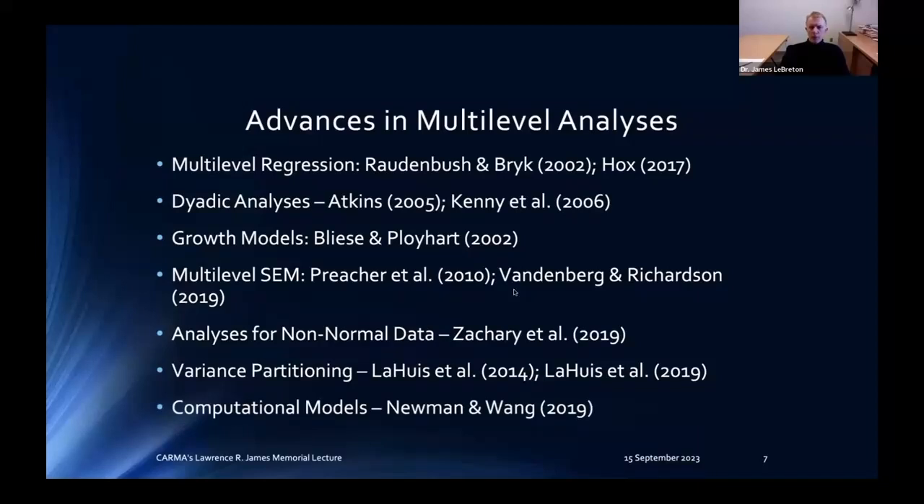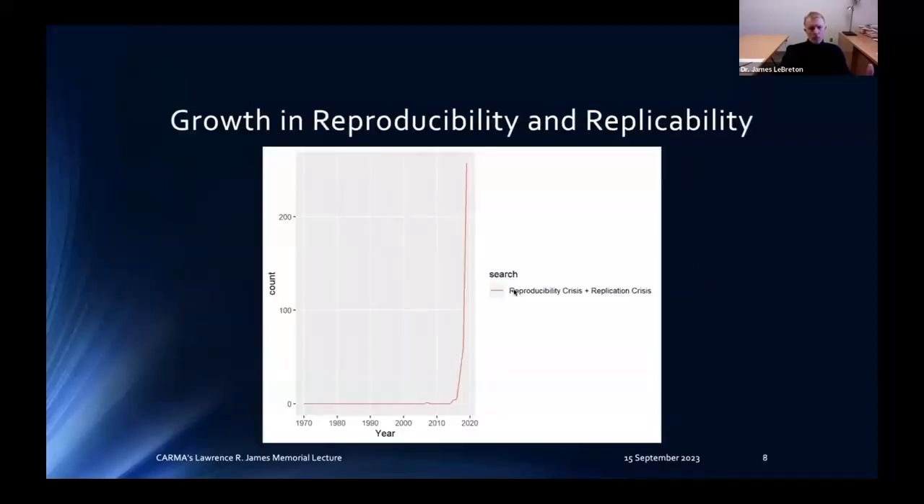And so when I look at multi-level, we see this kind of gradual but steady increase in interest. If we were to plot the same kind of Google Ngram for reproducibility and replicability, we see it doesn't have that long of a history, right? It's a much shorter history, but boy, it has taken on a very prominent role in the social sciences.